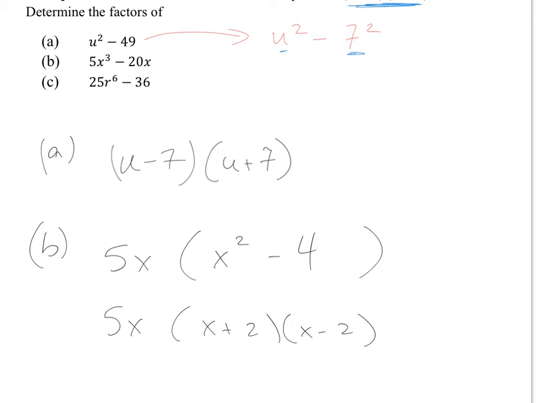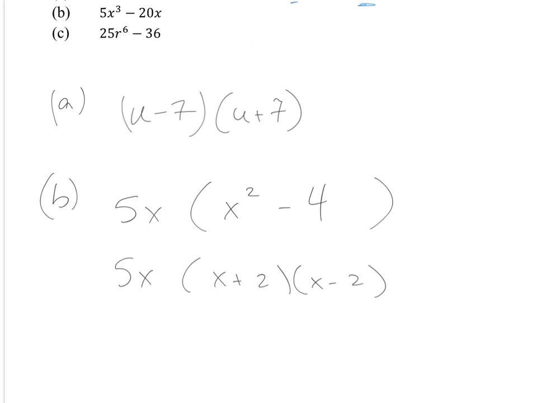And finally, part C. Part C looks like it's confusing at first, but it's not that bad. It's really not. George, help me out. Well, what's 36 as a perfect square, George? 6. Okay, what's 25, George? 5.